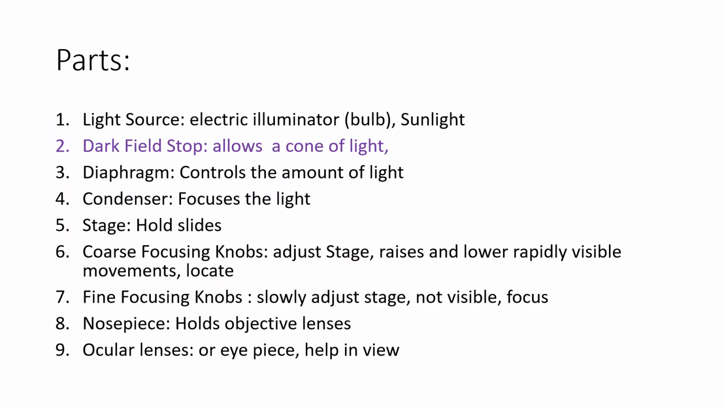I hope that's clear. Moving on to the parts of the dark field microscope. Other than the basic parts of the microscope like light source, diaphragm, condenser, and all other knobs, nose piece and ocular lens, there is one more thing that actually makes the dark field microscope a dark field, and that is the dark field stop. What it does is it allows only a cone of light.